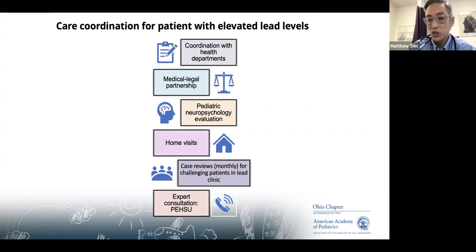So he serves our region as a great lead expert. So if you have cases where, like we had a case where we weren't sure, do I keep this kid in the home or not? Or it seems like the home is safe, but the lead keeps on bouncing back up. Can we maybe do outpatient chelation this time instead of inpatient chelation? Great resource for questions like that. Next slide.